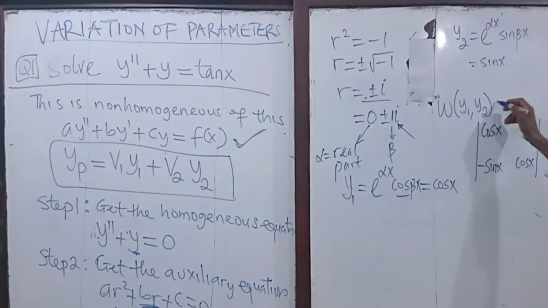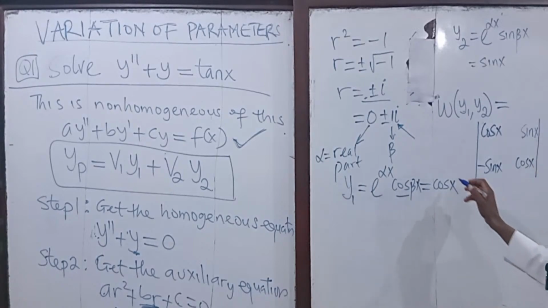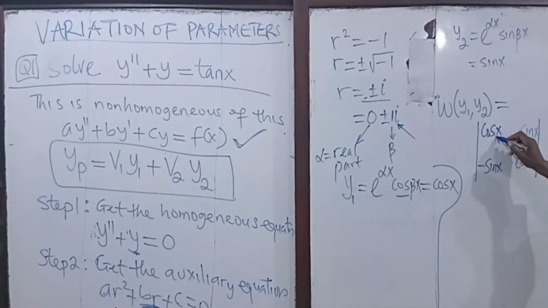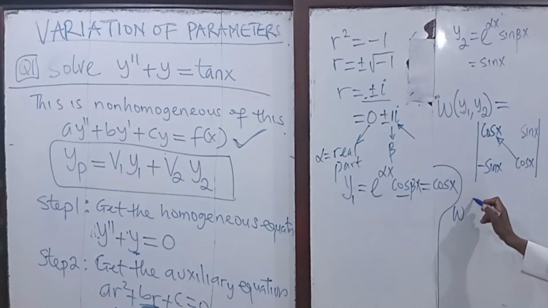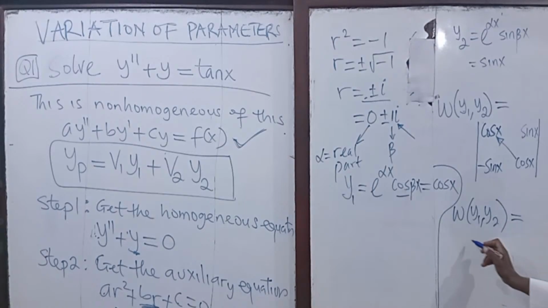And the Wronskian is the determinant. Determinant of this, then we can get the value for that, which will be equal to this one times this one. So the Wronskian is equal to cos square x, then minus this one times this one, which is what? Which is minus sine square x.